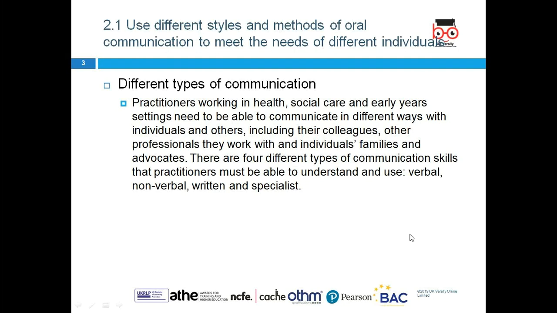So non-verbal is where you're, like we discussed earlier, smiling or nodding or giving eye contact just to let the person know that you're paying attention. Written is when you're doing emails or letters, any form of written communication. You might be writing a note down if the person is unable to speak but they can write, so they might write a note back for you. And specialist is when you might be using sign language or a picture exchange communication system where you're showing picture cards. So a whole load of different ways.